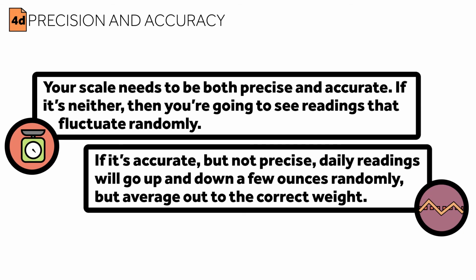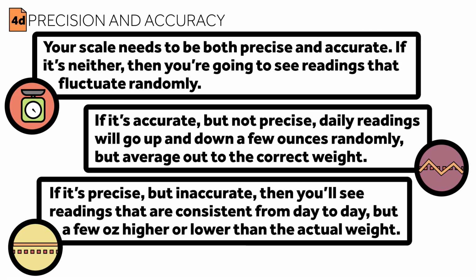If it's accurate but not precise, then you're going to see daily readings that go up and down over a few points randomly, but average out to your correct weight. If it's precise but inaccurate, then you'll see readings that are consistent from day to day, but a few ounces higher or lower than the actual weight. A precise and accurate scale would be consistent from day to day and show the correct weight.